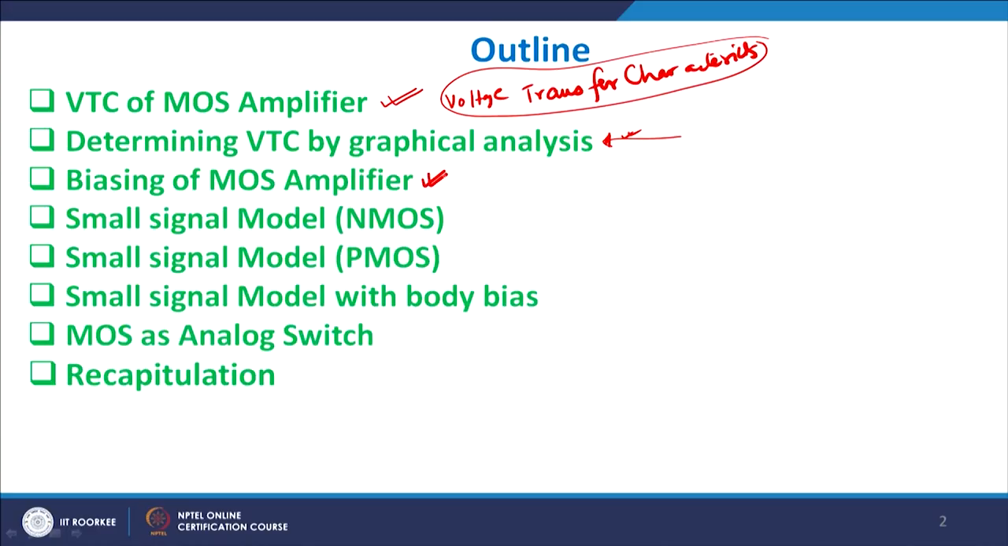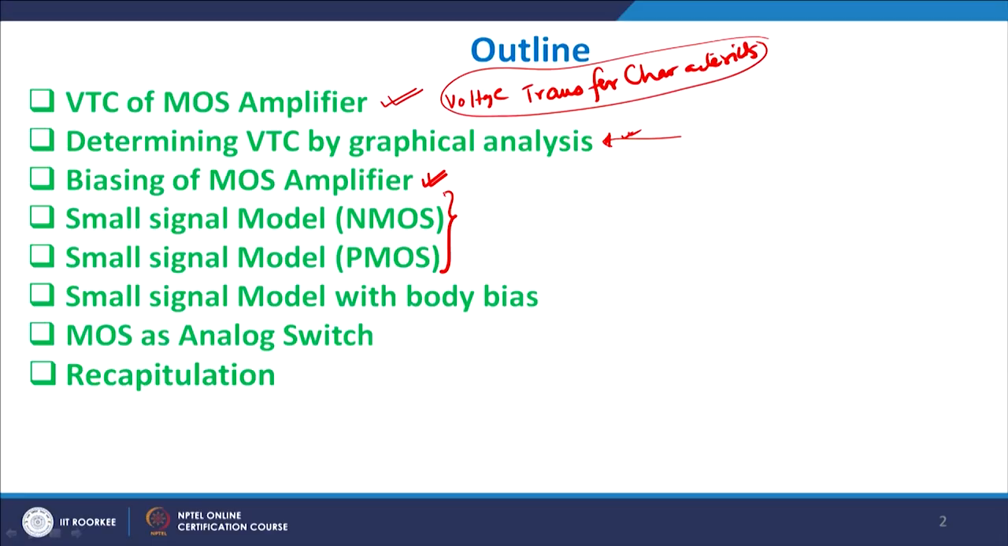But if you want to use a MOS device as an amplifier, we should know where the initial biasing of the device should be, so that I get a linear amplification, which means that the amplification AV, the voltage gain, is not a function of the input voltage. Even if I vary my input voltage drastically, my gain should remain constant and should be very high, right. So, you should know how to bias your amplifier, and that is the reason this third point is an important one. We will therefore be looking at the small signal models, the circuit models for NMOS and PMOS.